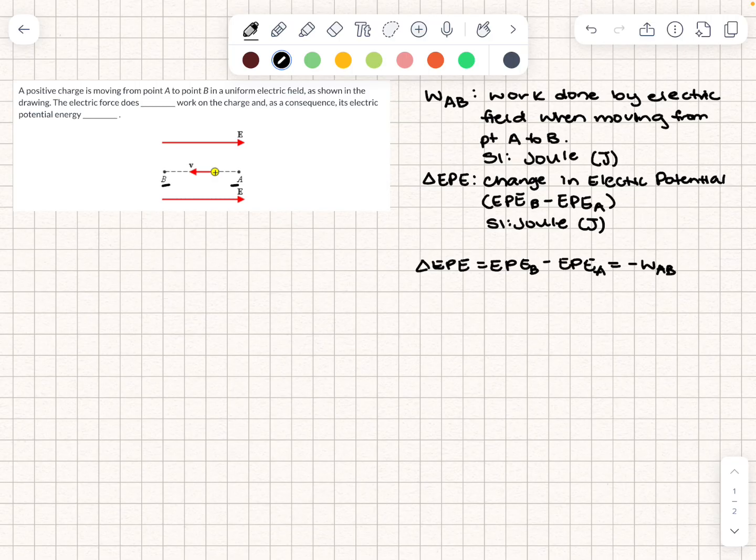So the first thing we want to keep in mind is that the electric field lines point right, and this is because positive charges feel force along field lines, so their force is going to point right. Since the charge is moving left from A to B, the force and displacement in our problem oppose each other. Since we have opposing directions, like in this diagram, that indicates that our work is negative.